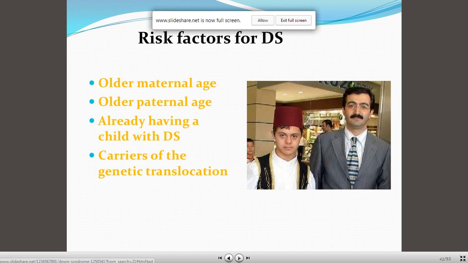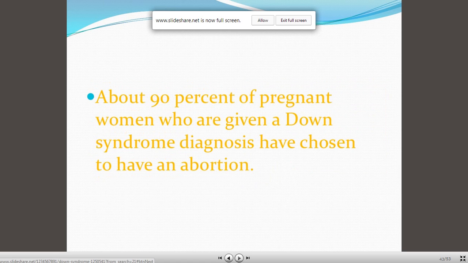Risk factors for Down syndrome: older maternal age, older paternal age, already having a child with Down syndrome, and carrying the genetic translocation. About 90% of pregnant women who are given a Down syndrome diagnosis have chosen to have an abortion.